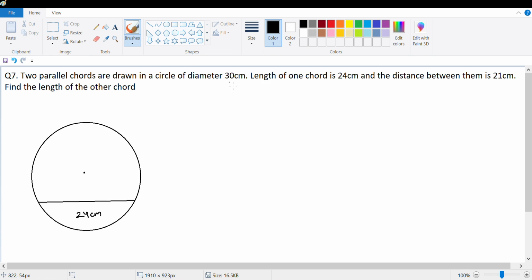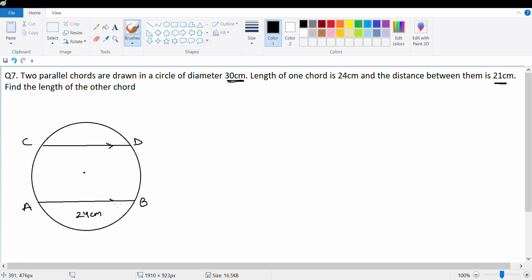No, they cannot be, because the radius is 15, which means the maximum length on one side available is 15. And since the distance between these chords is 21, which means they are on the opposite sides of the center. Right. So this is our chord AB, which is our chord 1. This is chord 2. Let's call it CD. Length of one chord 24 centimeter. Distance between them is 21 centimeter.